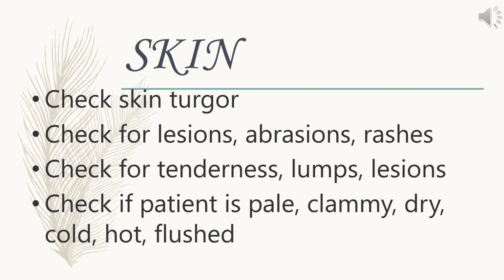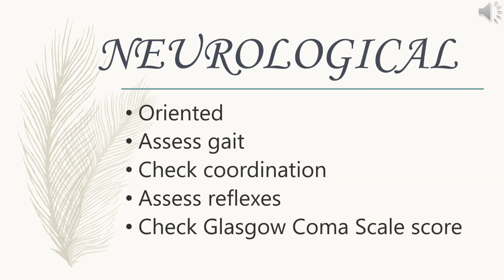How you will detect the skin? Check it for the skin turgor. Check for lesions, abrasions, and rashes. Check for tenderness, lumps. Is there any lesions? Check if the patient is pale, clammy, dry, hot, and flushed. So, as we know, skin is the largest organ in the body, and if there is abnormality in the skin, such as if the color is pale, then you can easily detect the disease, that is the patient is anemic.